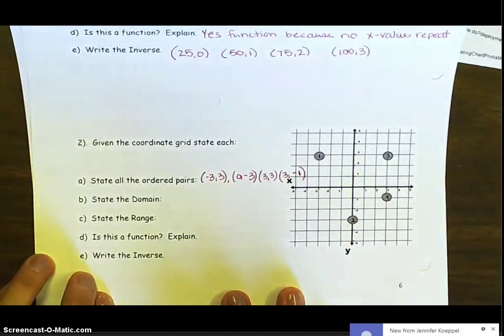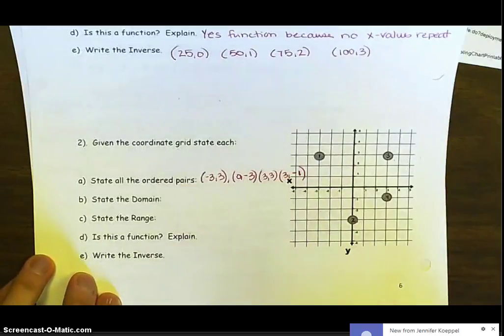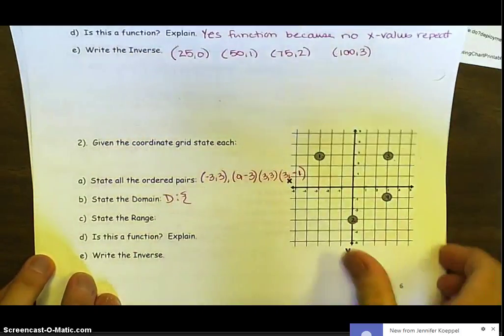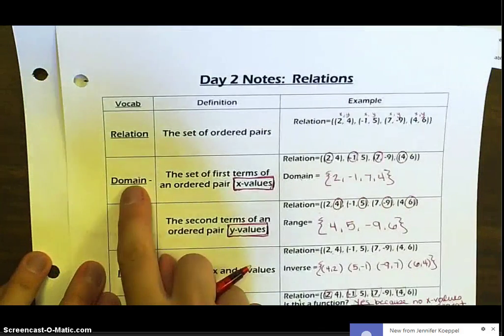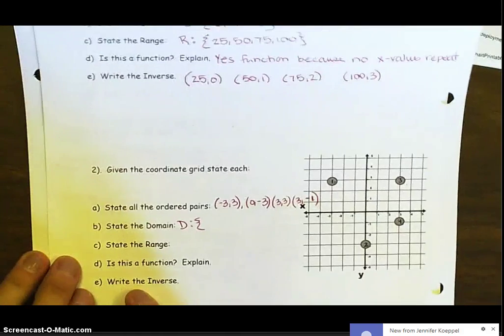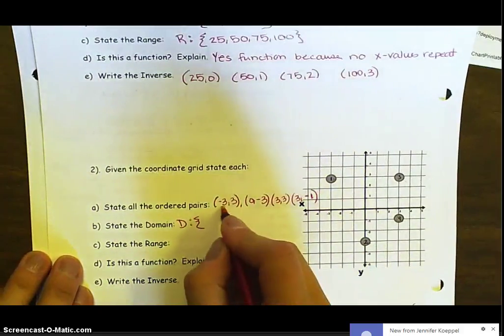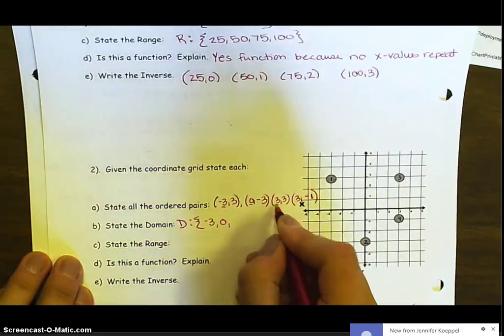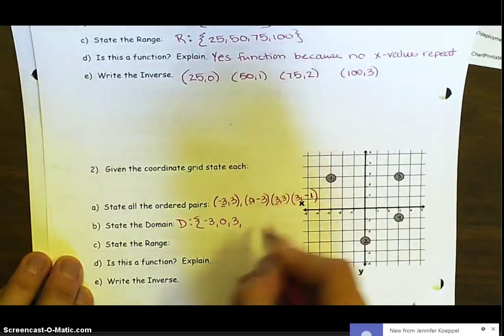Okay, next up, state the domain. So remember, your domain is your D. And if we flip back to the front, domain is your x values. All right, so let's go ahead. We're going to write all of our x values. So your x values, -3, 0, 3, and 3.